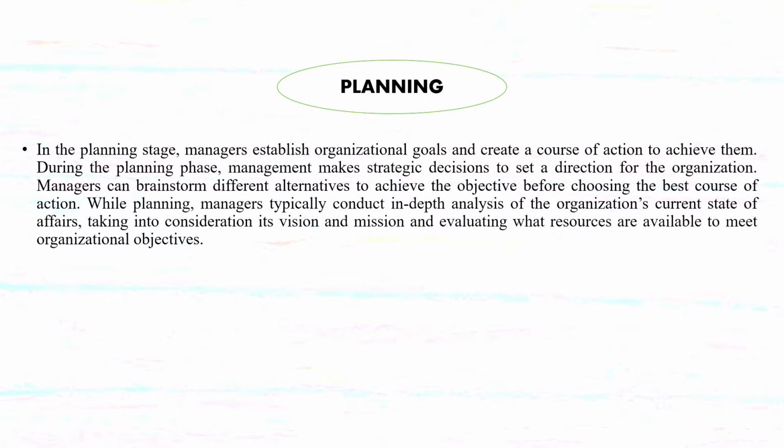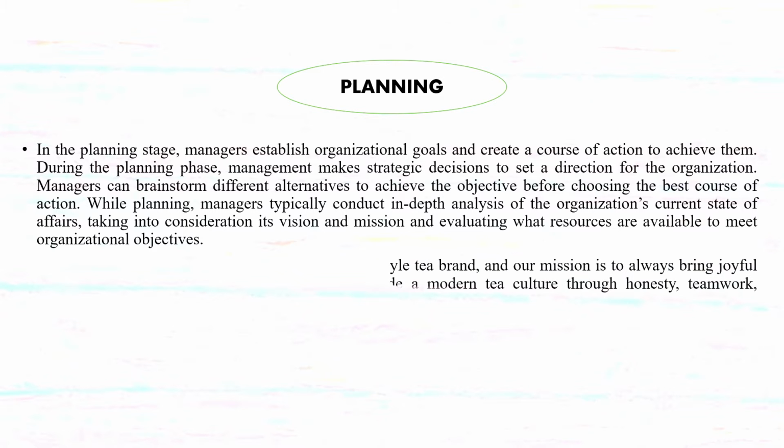In the planning stage, managers establish organizational goals and create a course of action to achieve them. During the planning phase, management makes strategic decisions to set a direction for the organization. Managers can brainstorm different alternatives to achieve the objective before choosing the best course of action. While planning, managers typically conduct an in-depth analysis of the organization's current state of affairs, taking into consideration its vision and mission, and evaluating what resources are available to meet organizational objectives.